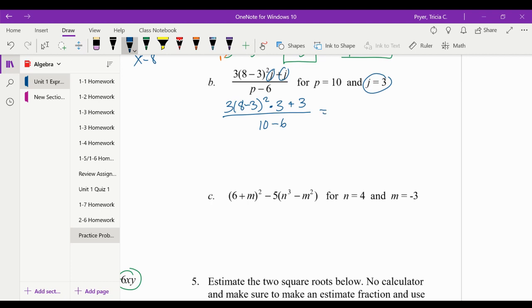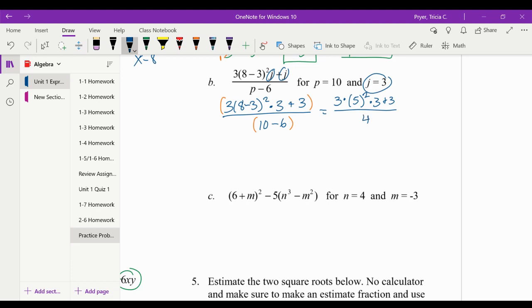All right, then we need to simplify. 3 times, and then 8 minus 3 is 5, and 5 is being squared. Remember to do grouping first, times 3 plus 3, all divided by 10 minus 6. Well, the bottom, the whole denominator, is a group, and the whole numerator is a group. So I'm going to go ahead and simplify that bottom. 10 minus 6 I can do, is 4.